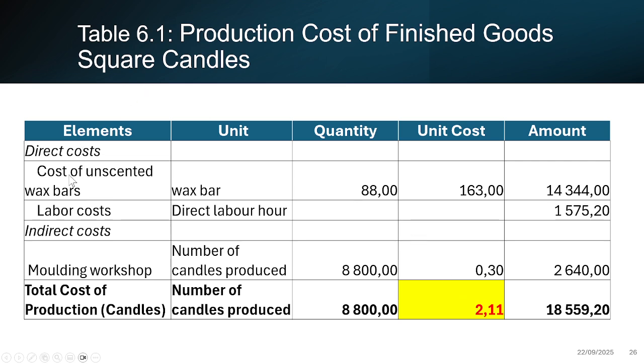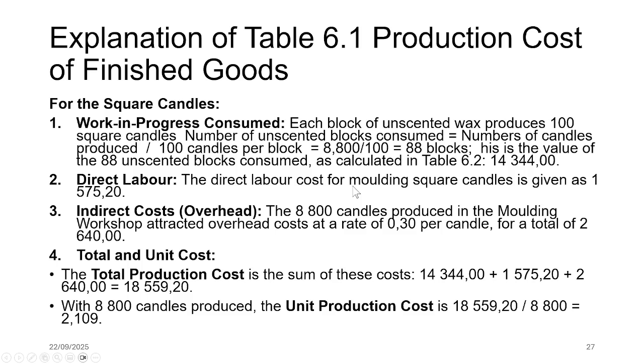Now we have to find the number of wax blocks that have been consumed in this workshop. Here you can find the number is 88 unscented blocks consumed. So how can we find this information? We know that each block of unscented wax produces 100 square candles. So after this workshop, the number of unscented blocks consumed should be equal to the number of candles produced divided by 100 candles per block.